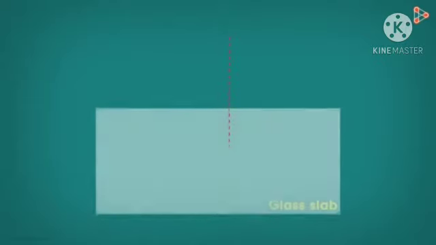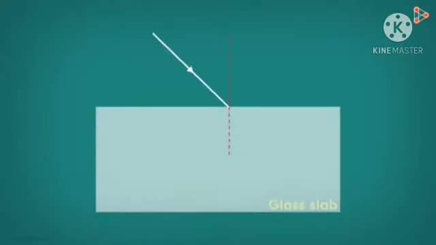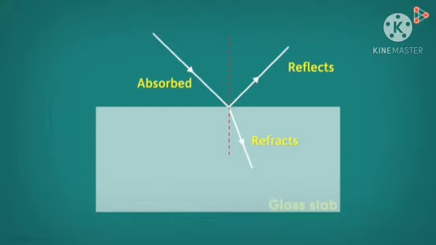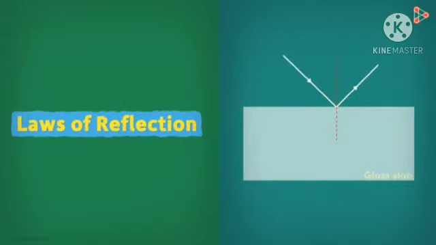Consider a glass slab and suppose the narrow beam of light is incident on one side. The beam of light partially reflects, partially refracts, and it's even partially absorbed by the object. In the past, we have already discussed laws of reflection. Do you remember those laws?